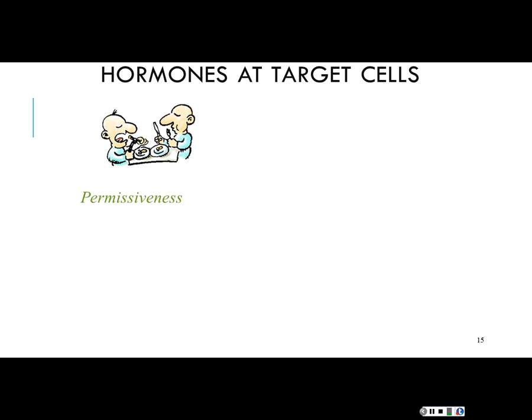Epinephrine's doing its thing at the target cell. Calcitonin's doing its thing at the target cell. They're not helping or hindering each other. They're independent. I would say permissive. So they act independently, at the same time.